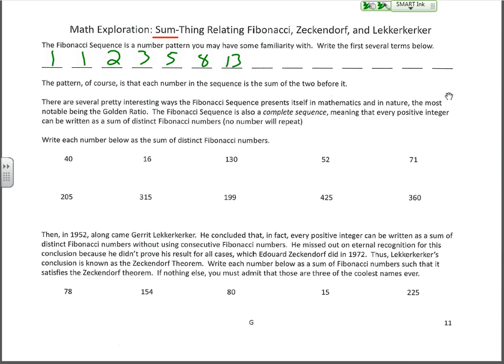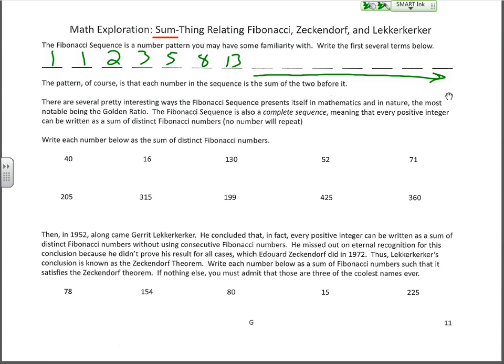The Fibonacci sequence is also a complete sequence, meaning that every positive integer can be written as a sum of distinct Fibonacci numbers, meaning no numbers will repeat. So your first task, finish this out to the end there. Of course, the sequence goes on beyond that, but that's just where we stop here. And then your task here is write each number below as the sum of distinct Fibonacci numbers.